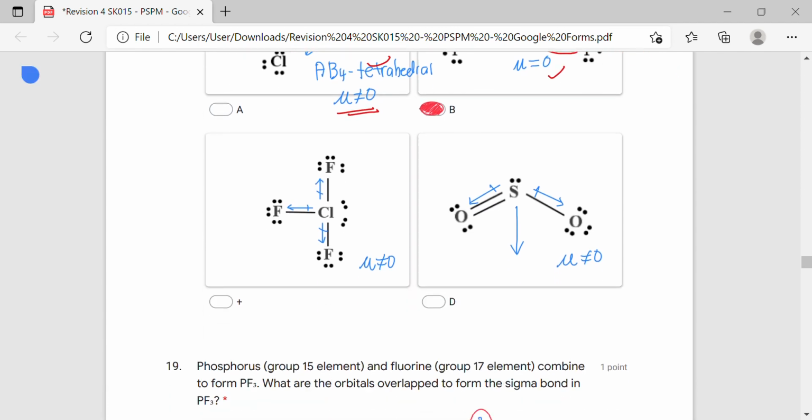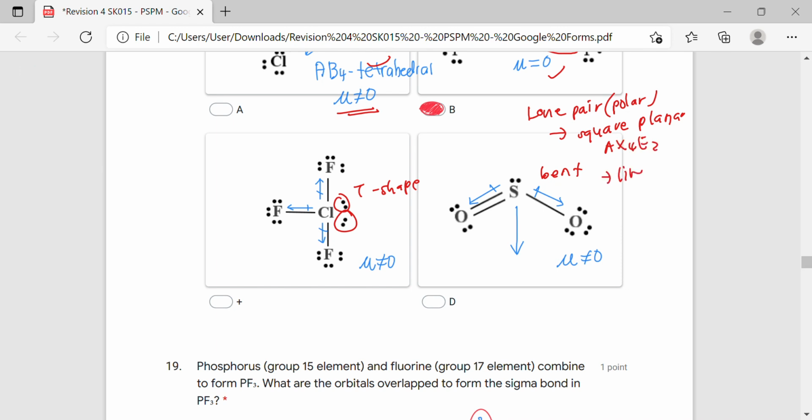So untuk ini T-shape. Okay, disebabkan arrangement dia, so ada 2 lone pair. Jadi dia polar molecule. So ini pun sama. Bent shape pun polar. Okay, semua shape yang ada lone pair akan polar, kecuali yang tadi ni square planar AX4E2 dan satu lagi linear yang I3 minus tadi tu, AX2E3.